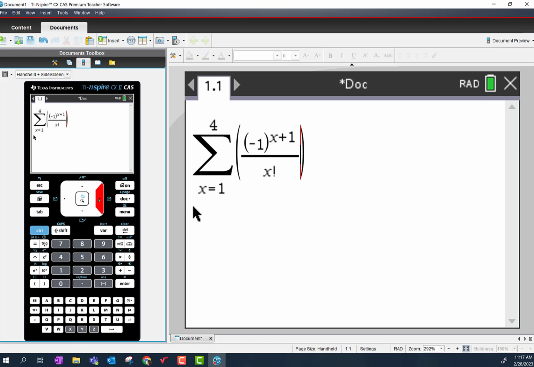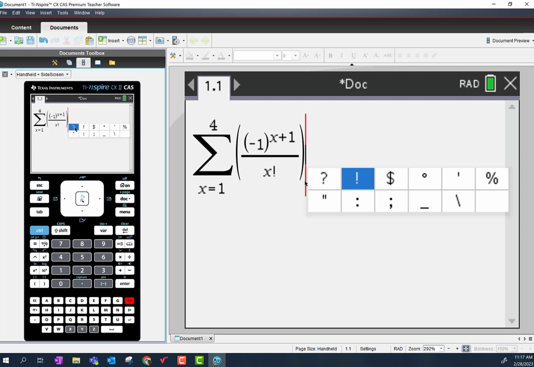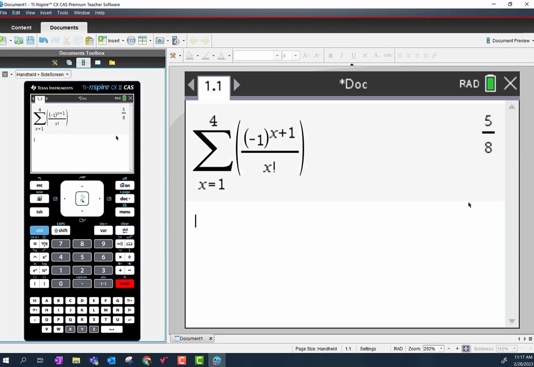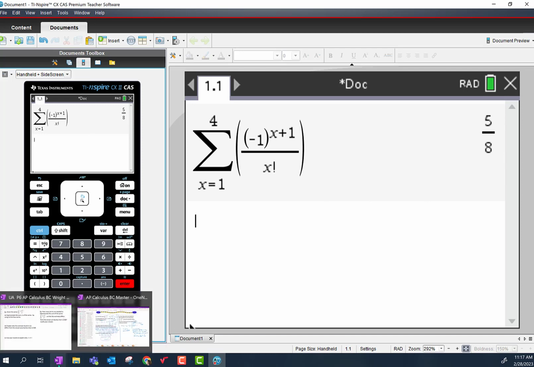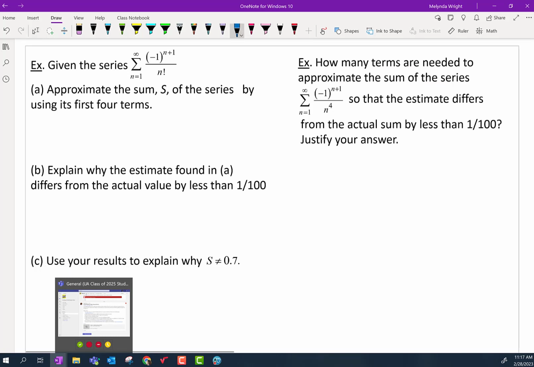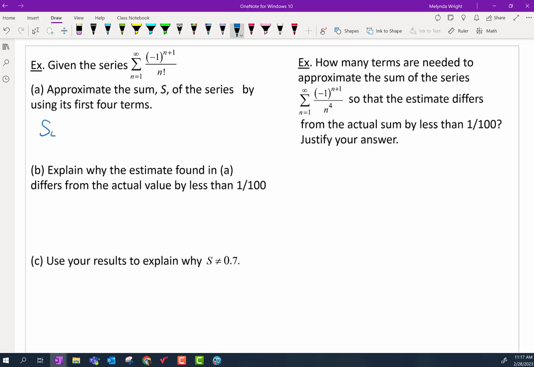There's one right next to the G. You just press on it. Oh, perfect, by the G. There we go. There's one right there. Okay, so then we hit enter, and that gives us our sum of 5/8. All right, so let's go to our document. And so we would say S sub 4 equals 5/8.